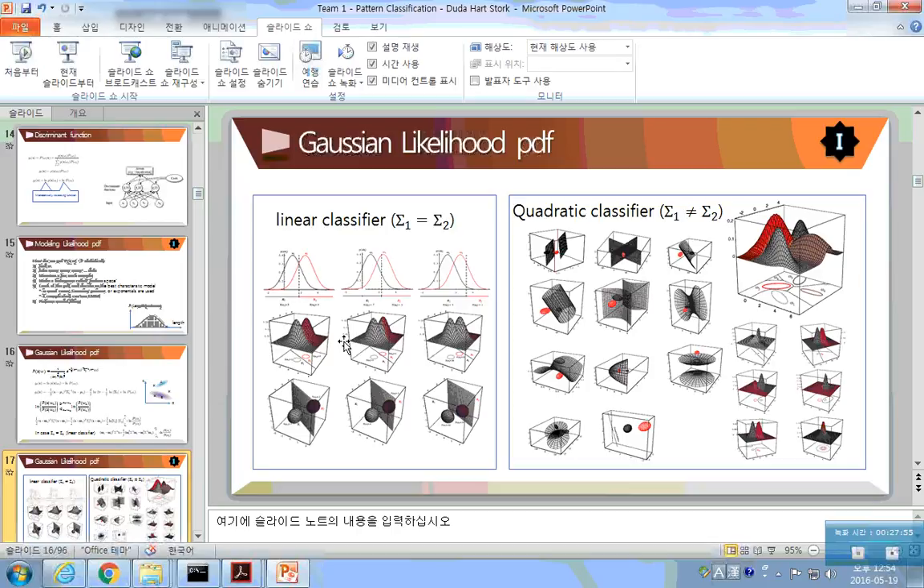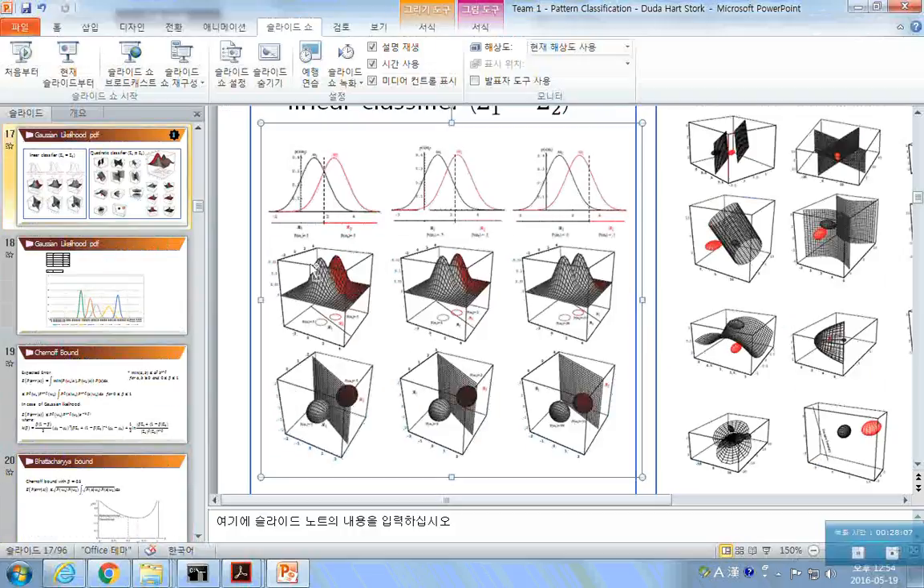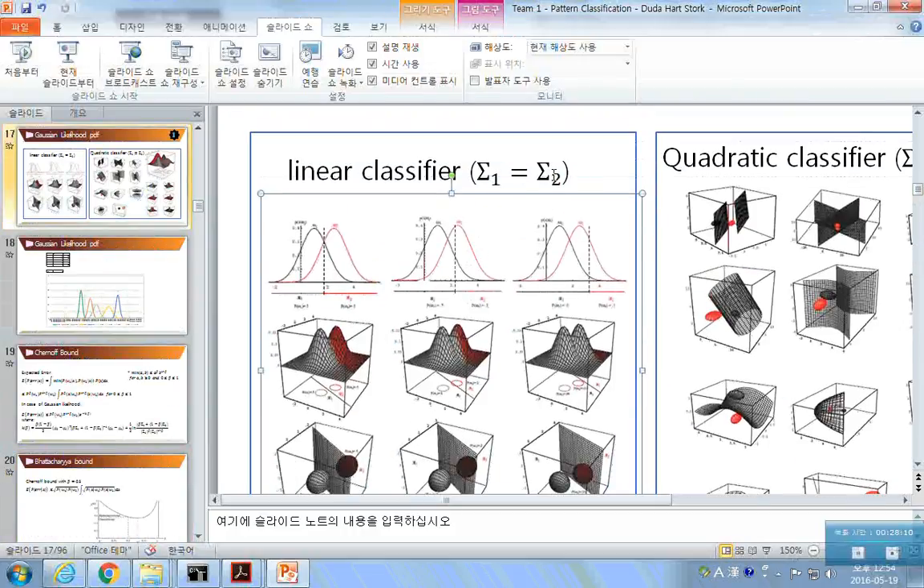In this textbook, they give an example of 1D, 2D, 3D. But you don't have to think about it because it can be confusing. Just think about, for example, 1D. In case of 1D, if the sigmas are the same, you can see it's a line, right? The decision is a line. In 2D, the two distributions have the same sigma, so you'll see it underneath as a line.